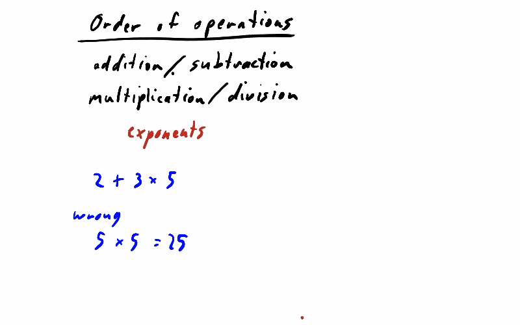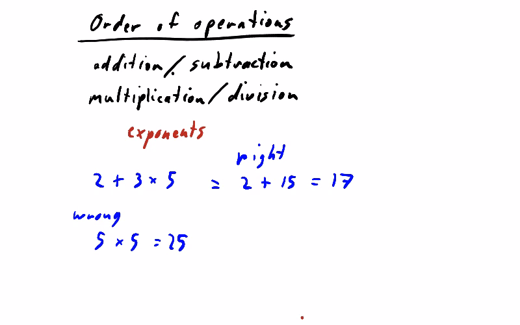If you studied order of operations, you would realize that we actually give precedence to multiplication and division over addition. So the true answer to this, the right way to do this problem, is to not do the addition first, but to do the multiplication first and say that this is equal to 2 plus 3 times 5, which is 15. And now we can do the addition and get 17.